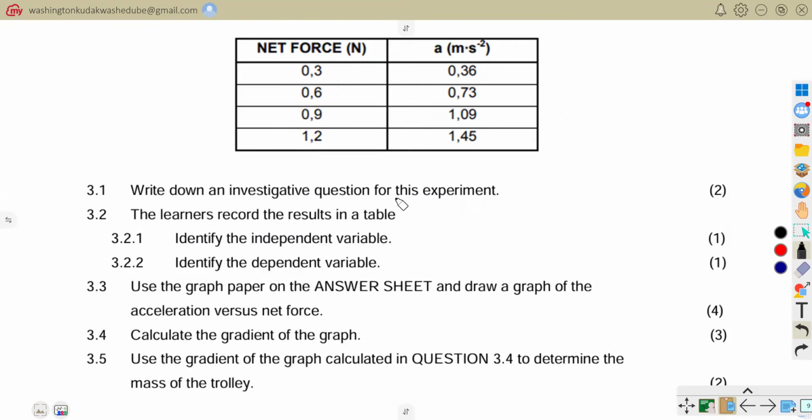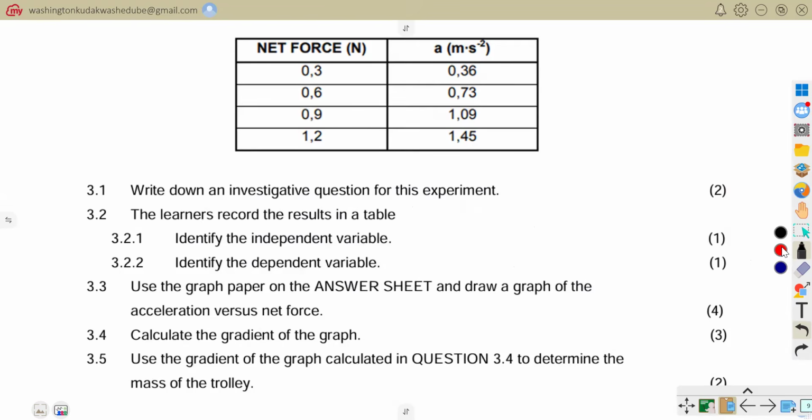We now need to be able to deduce certain conclusions from this experiment. For example, the first question was saying, write down an investigative question for this experiment. What would you state as an investigative question? What can be the question, or else what can be an objective that you would need to determine at the end of the day using this experiment?